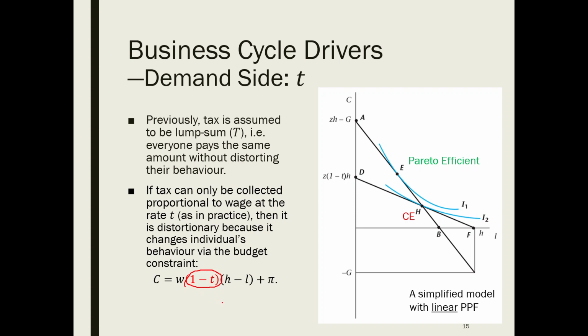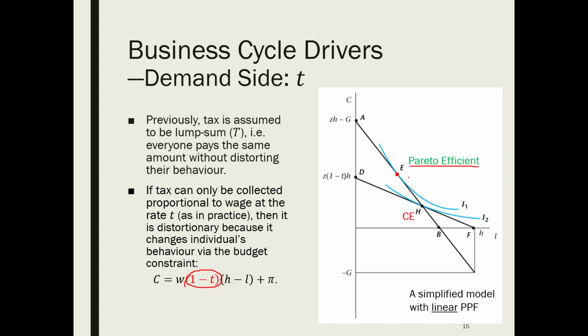We can prove that the distortionary tax makes the competitive equilibrium no longer efficient. For simplicity, assume a linear production function, so the PPF is also a linear function, AB. Therefore, point E is the social optimum, which is the best we can achieve as a society. So point E is Pareto efficient.